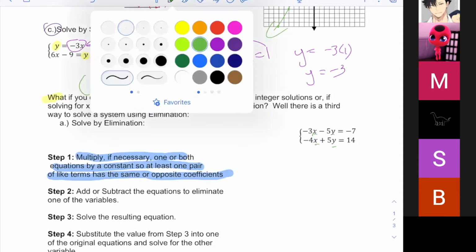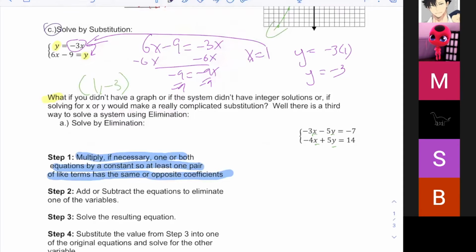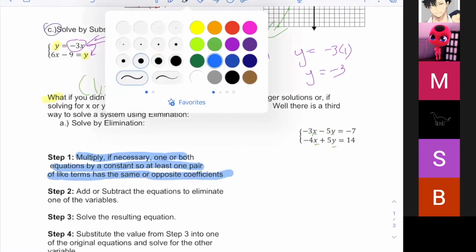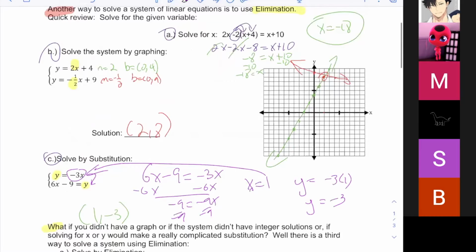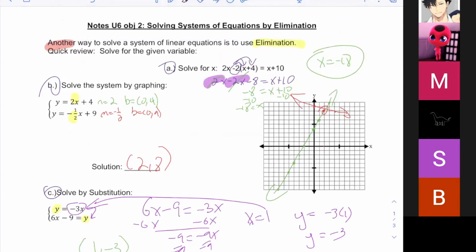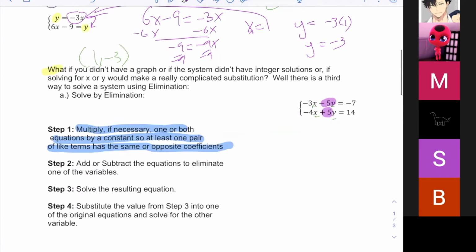Okay, so we already have that. Like Gabby said, if necessary, it's not necessary because negative 5y and positive 5y are opposites, right? Just like above, 2x and negative 2x were opposites. So before we can get started, we have to make sure that we have at least one pair of variables that have opposites, and we may need to multiply by something in order to create that. All right, thank you, Gabby.